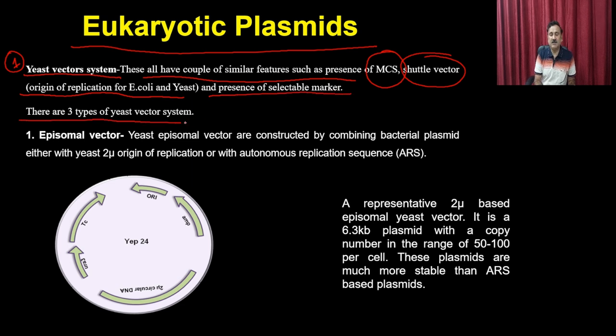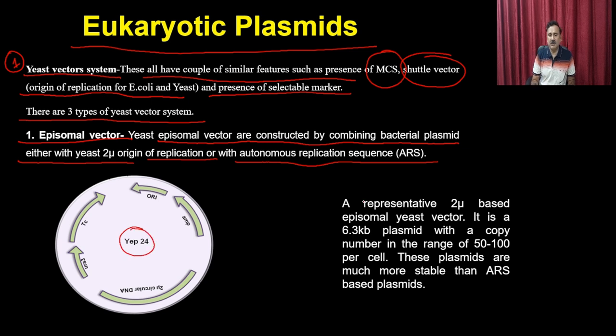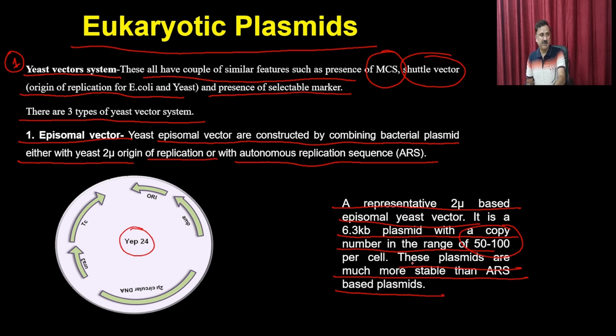There are three different types of yeast based vectors. One is episomal vectors. Yeast episomal vectors are constructed by combining the bacterial plasmid either with the yeast 2 micron origin of replication or with autonomous replicating sequences. One example is YEp24, a representative 2 micron based episomal vector. It is a 6.3 kilobase plasmid with a copy number in the range of 50 to 100. These plasmids are much more stable than the ARS containing plasmids.